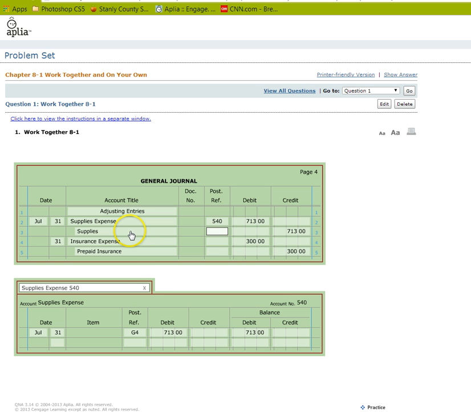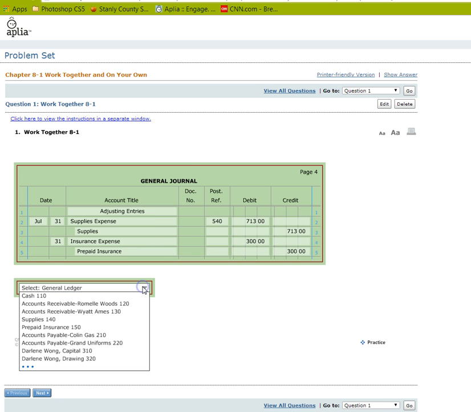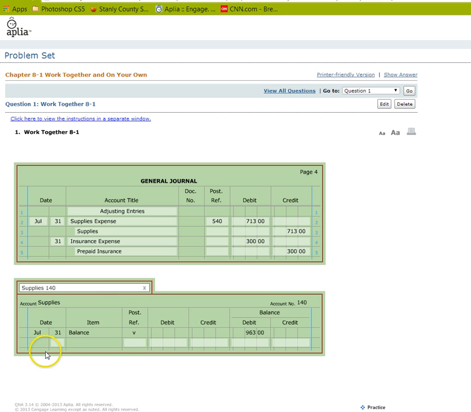Alright, the next one is supplies. So I'm going to come down here and choose supplies. And this is on the 31st. G4, General Journal 4. This was a credit of $713. So I had a debit balance of $963. A credit reduces the asset account. So 963 minus 713 is $250. I posted that in 140, so now I go up here and show that I posted it in 140.